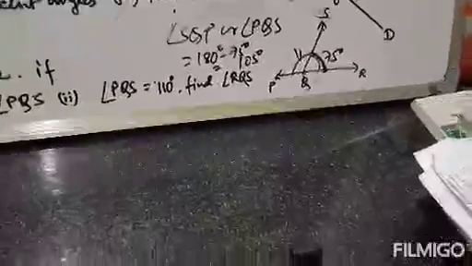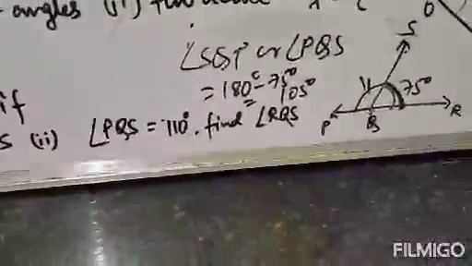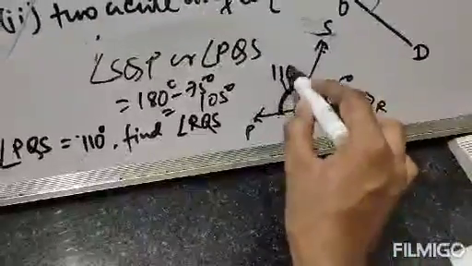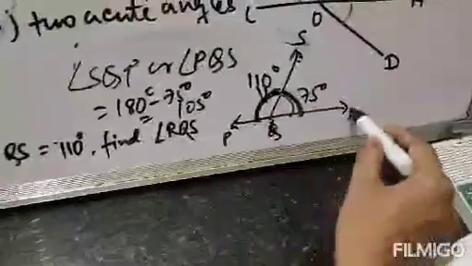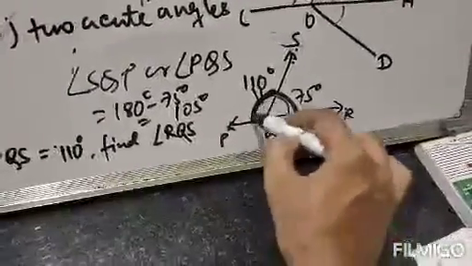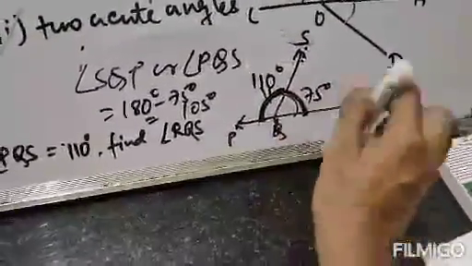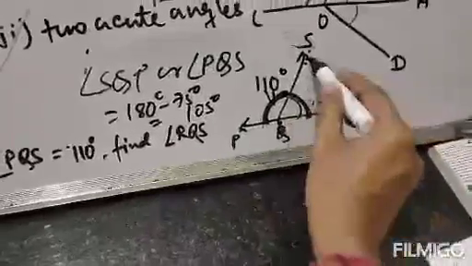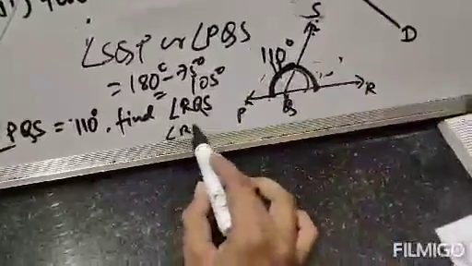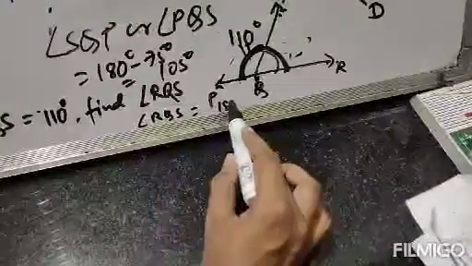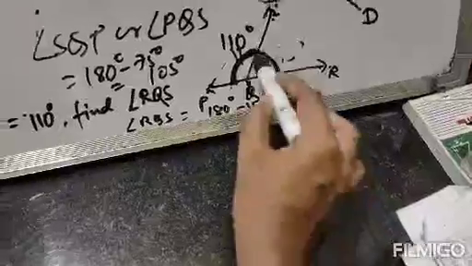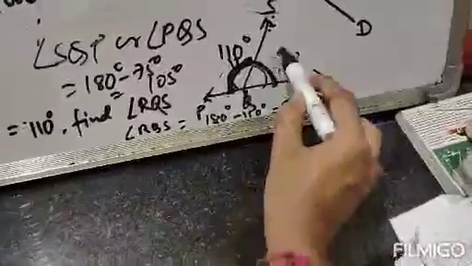Next, question number 2, angle PQS is equal to 110 degree. So this part is only 110 degree given. We have to find RQS. This is the same question. This part is given 110 degree and this total part is 180 degree, so we have to find out only this part, RQS. Just subtract 110 degree from this total part. So angle RQS will be equal to 180 degree minus 110 degree. That means 70 degree.